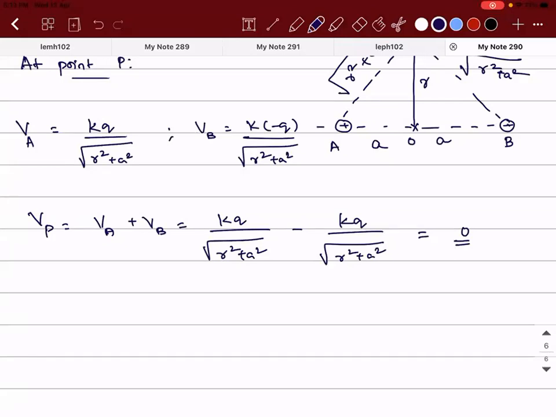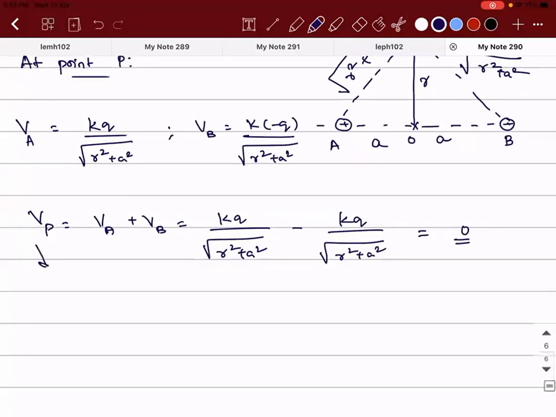Okay. So I hope you're able to understand. You're adding it by a total, total and sum. So total potential at point P. So when I say total potential at point P, it is going to be VA plus VB.